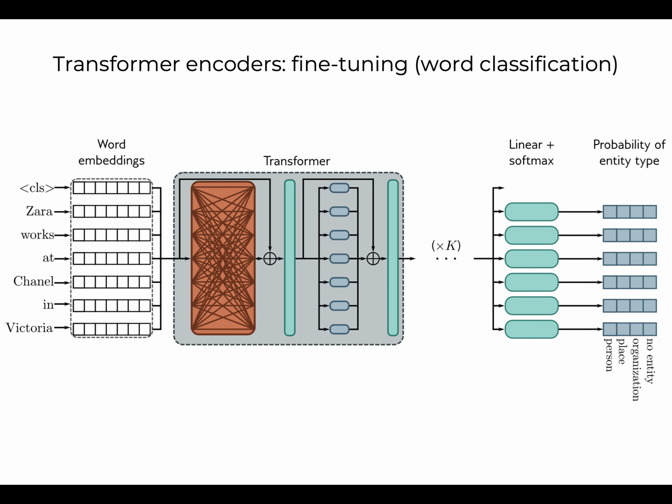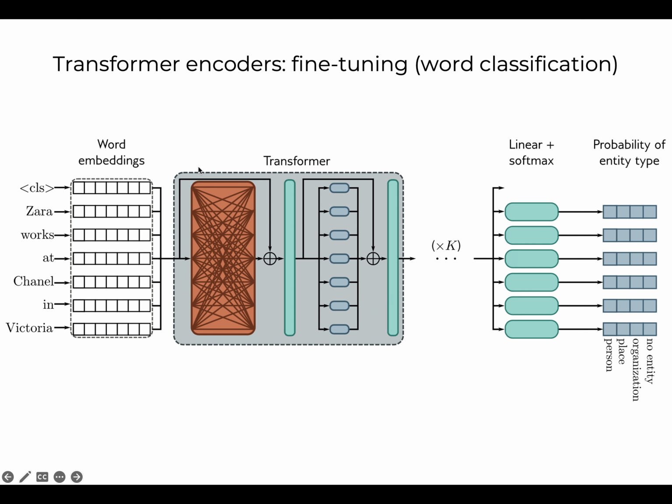But another application that I could fine-tune it for would be classifying the words within the sentence. So here I've got a complicated sentence: "Zara works at Chanel in Victoria." To understand the proper nouns in this sentence, so the fact that Zara is probably a person, Chanel is probably a business, an organization, and Victoria is probably a place, I really need the power of self-attention and the transformer to do that.